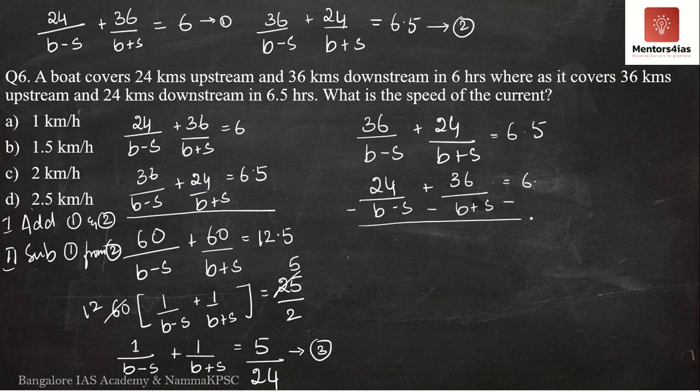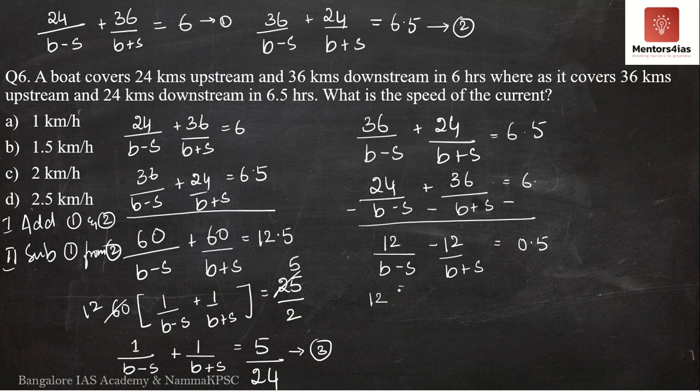I am going to now subtract 36 by b minus s minus 24 divided by b minus s. The denominator remains the same. Therefore, 36 minus 24 is what? It is nothing but 12 divided by b minus s. Similarly, 24 minus 36 is minus 12 divided by b plus s is equal to 6.5 minus 6 is nothing but 0.5.